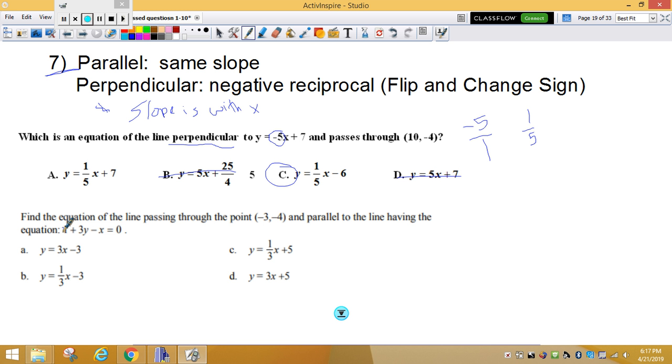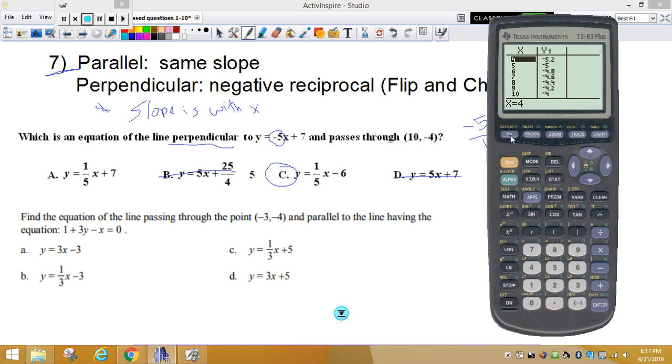This one, well, I could solve for y and figure out the slope and then do parallel. I'm not going to do all that. I'm just going to type them in. I'm going to go to y equals. I'm going to type in A, 3x minus 3. And I'm going to do second graph. And I want to see, does it go through negative 3, negative 4? It does not. It goes through negative 3, negative 12. So A is wrong.